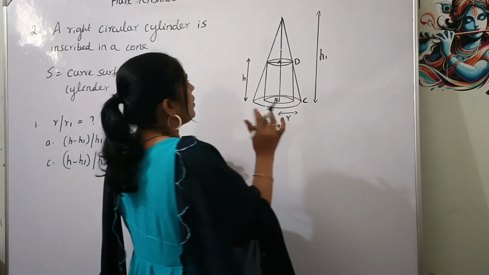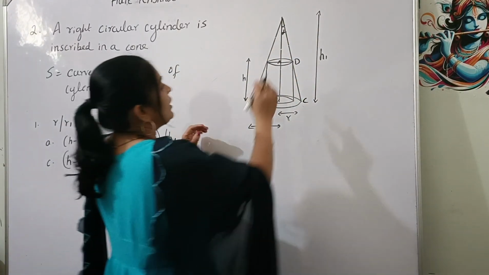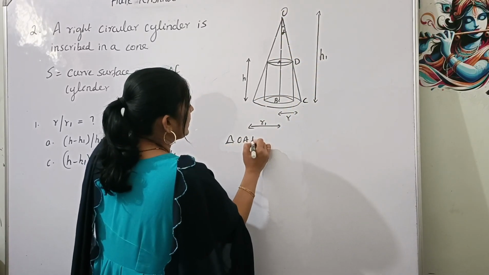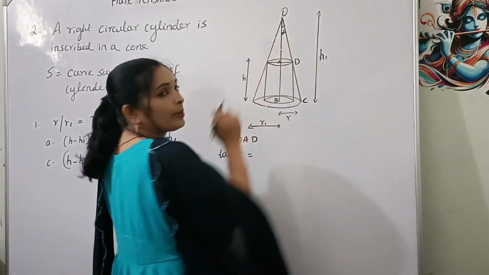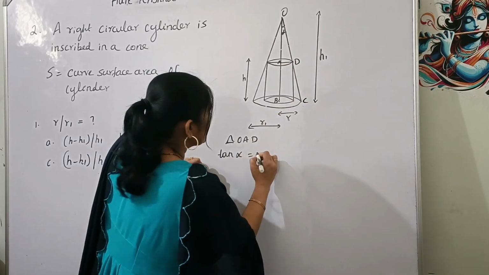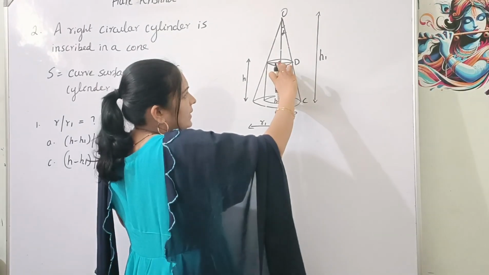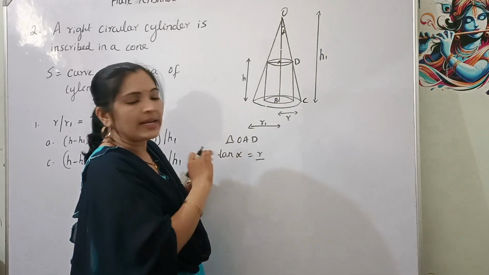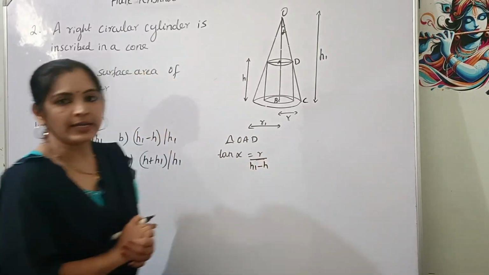Okay, now first of all, let's take this angle as alpha. Then first of all let's consider this triangle, triangle OAD. In triangle OAD, what is tan alpha here? Tan alpha is equal to opposite divided by adjacent, right? So opposite means this length is nothing but r. Okay, that is r divided by, what is this height? See, total height is h1 and this height of the cylinder is h. So this height is nothing but h1 minus h, right? R divided by h1 minus h.